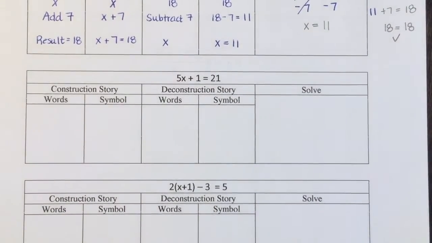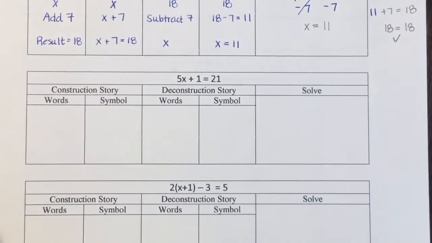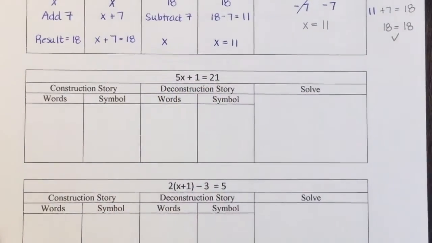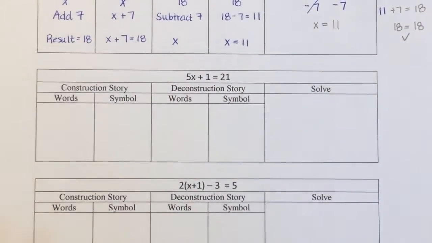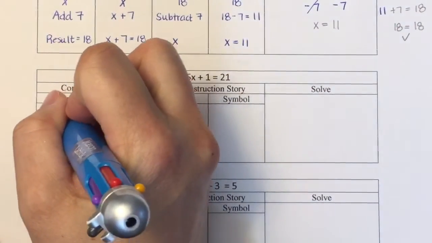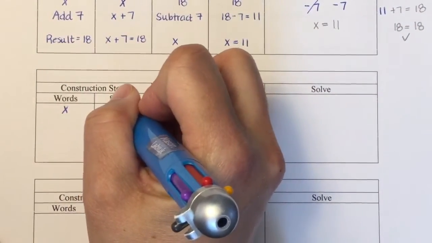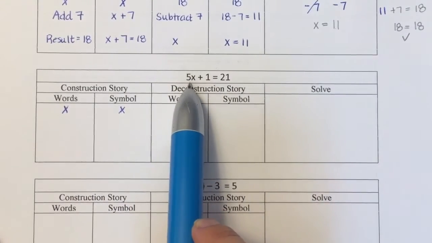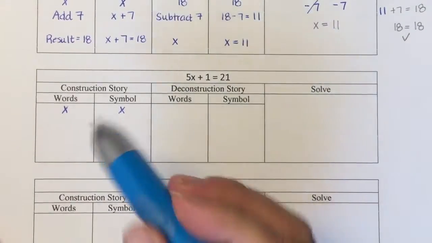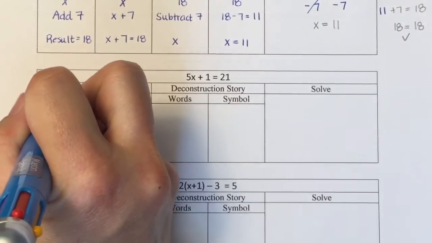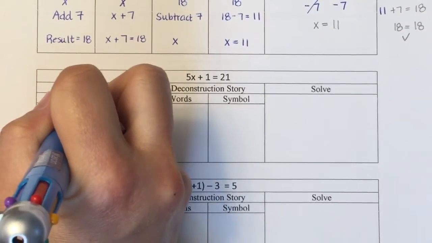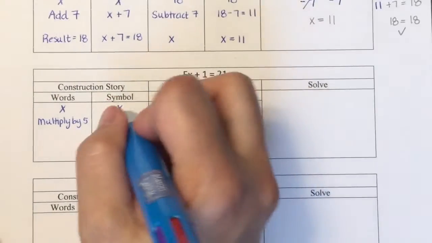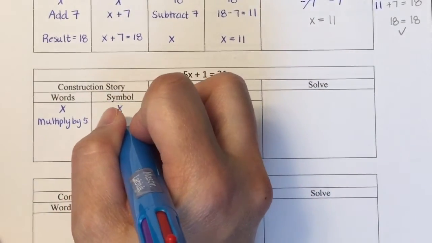Let's try an equation that is a little bit harder. Here we have 5x plus 1 equals 21. So let's construct the story. We're going to start with x, because that's what our story is about. The first thing that's happening to x is it's being multiplied by 5. Multiply by 5. And what does that look like in symbols? 5x.